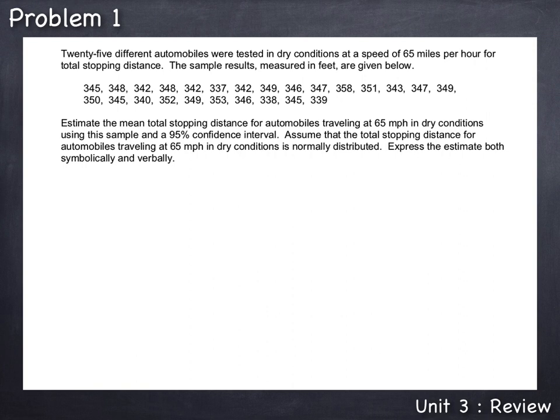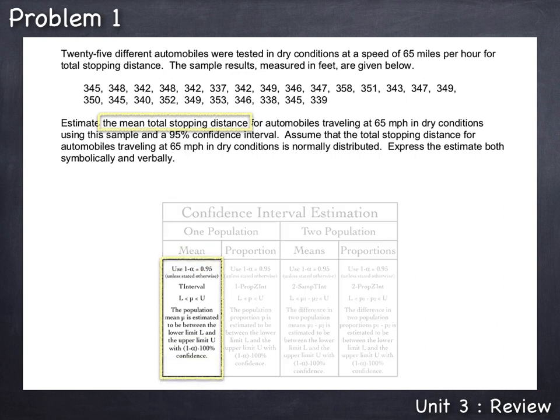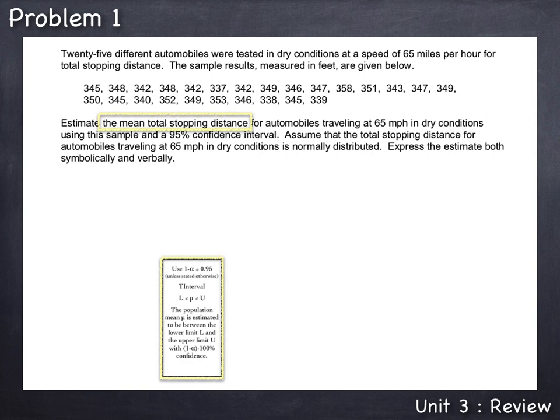The problem asks us to estimate. And statistically, we estimate things by constructing a confidence interval. Here, the estimate is for the mean total stopping distance of automobiles traveling at 65 miles per hour in dry conditions. The automobiles going 65 in dry conditions is just referring to one population. And the estimate is asking for the mean total stopping distance from this population. So we'll be doing our confidence interval to estimate this one population mean. Therefore, we need to follow these steps to guide us through the process of constructing a confidence interval.